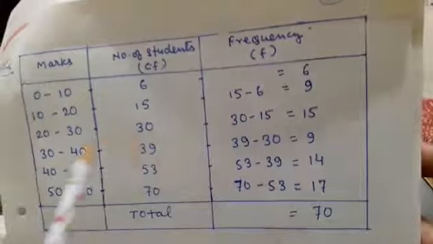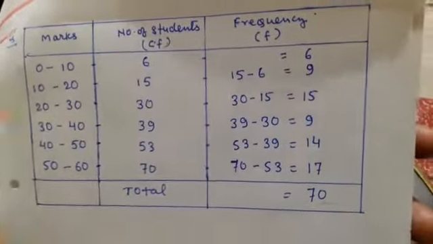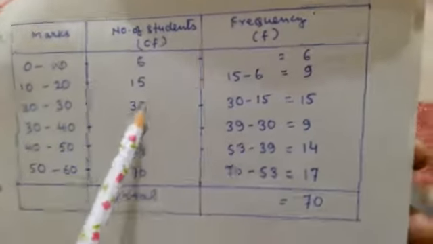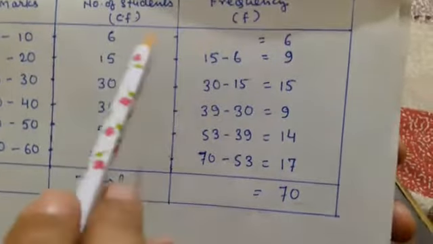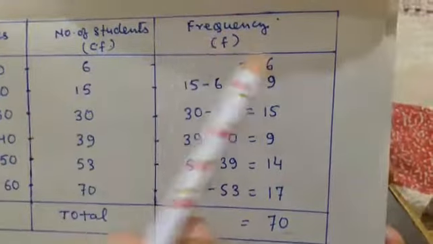Now we have to find out the frequency. So 0 to 10, 10 to 20, 20 to 30, 30 to 40, 40 to 50, 50 to 60. And the cumulative frequencies are given: 6, 15, 30, 39, 53, 70. Now let us find out the frequency. As I told you, cumulative frequency and frequency will be the same in the first class interval. So 6, 6 we will write down here.